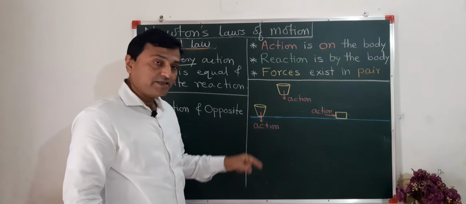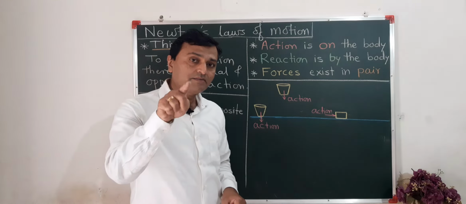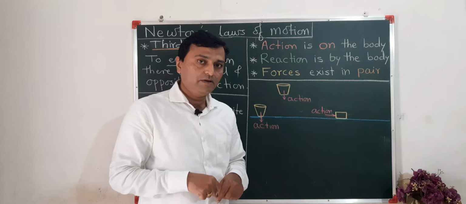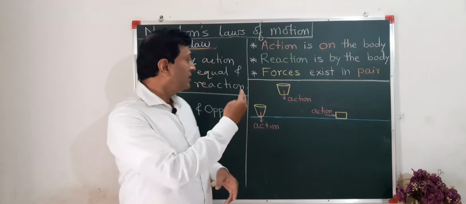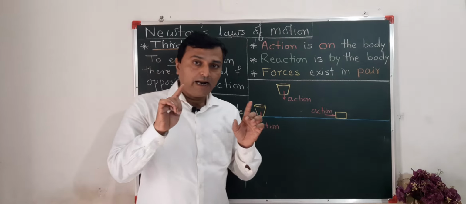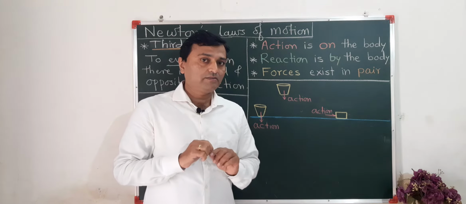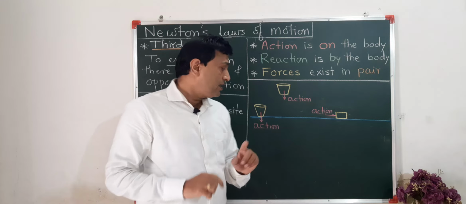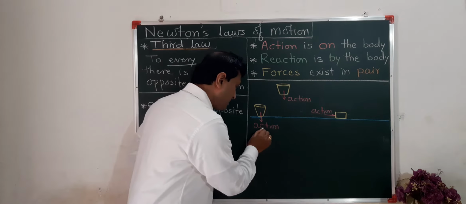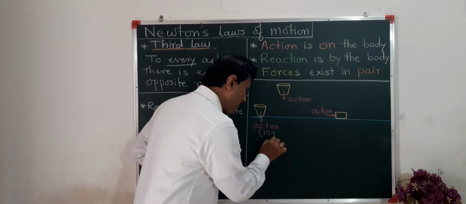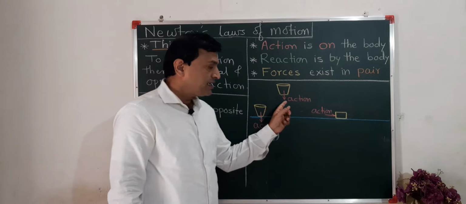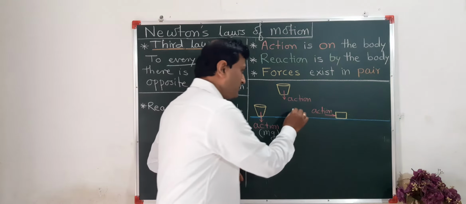Action is in the downward direction, which is exerted by the earth. That is called gravitational force. We know this today. Why today? Because while developing this law, Newton had not developed the gravitational law. Now, this gravitational force is in the downward direction. We can say it is mg, downward direction. In this case also, downward direction, it is mg.